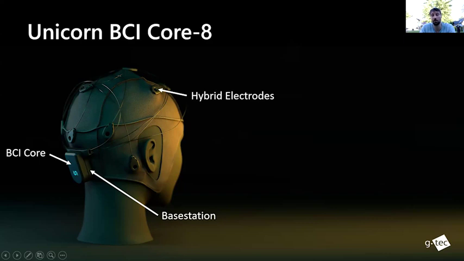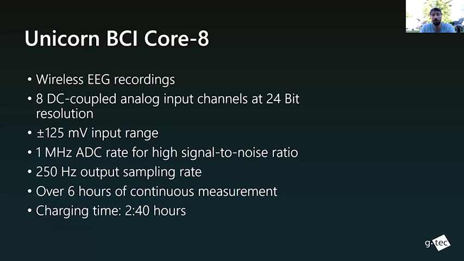The same device we also use for our animal EEG measurements. Shortly, the specs for the device: it's a wireless Bluetooth Low Energy device. It offers 8 channels, 24-bit resolution, and a 110 input range. We have a sampling rate of 250 hertz, and you can record for over 6 hours with this very small device. I also have the size of the amplifier itself, and the charging time of the device.